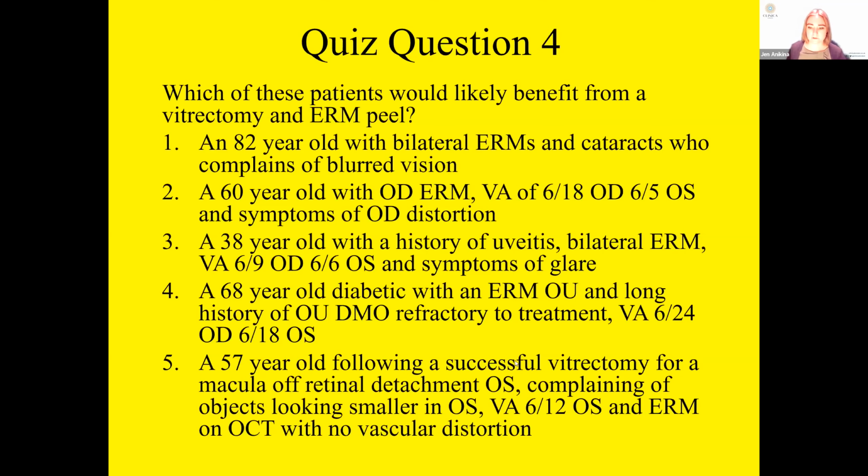And then a 57-year-old with a successful vitrectomy for macula-off retinal detachment, objects looking smaller, a bit of distortion, a bit of membrane. I'm very cautious about operating on these. There'll be some post-vitrectomy patients who get a thick epiretinal membrane that I will operate on. But generally, the macula-off retinal detachment is what causes their difference in object size, because when the retina detaches, it stretches, and all the photoreceptors get further apart.